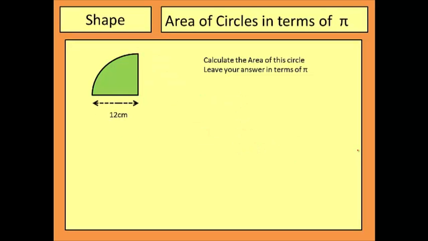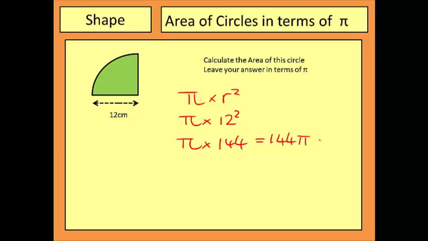In this question we're going to do it exactly the same as we did before and treat it as though it's a whole circle and then divide it up appropriately at the end. So we start off with pi times the radius squared, so it's pi times 12 squared, which is 144. Now the area of the whole circle is 144 pi centimeters squared, but we don't want the whole circle, we only actually want a quarter of it.